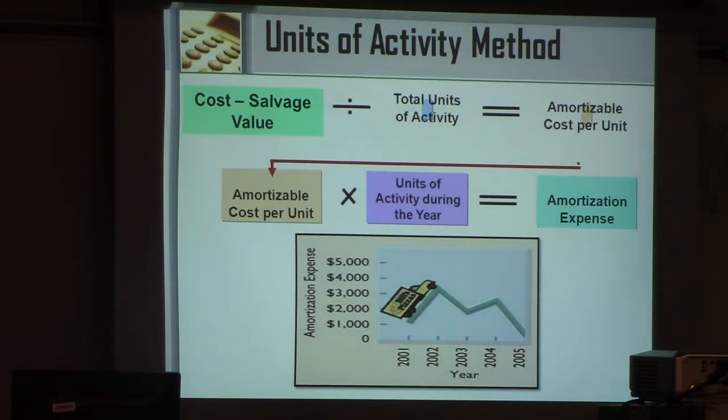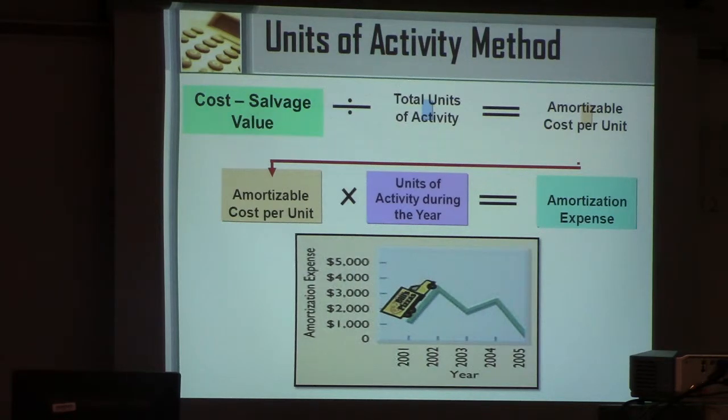The formula is a bit more complex than the previous two. However, the concept is very similar. Look at the graph first. You see, in one year it's one amount. The next year it's a higher amount. Then it goes down and goes up and so on. So now let's look at the formula. You're looking at cost minus salvage value.